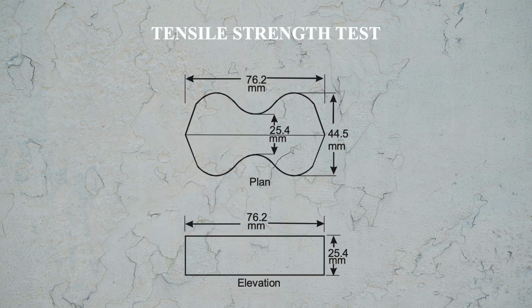Here you see the briquette plan and the elevation. In plan you see it is 76.2 mm long, whereas width is 44.5 mm, where at the neck its width is 25.4 mm. In elevation you can see that length is 76.2 mm and height of this briquette sample is 25.4 mm. This is the briquette basically.